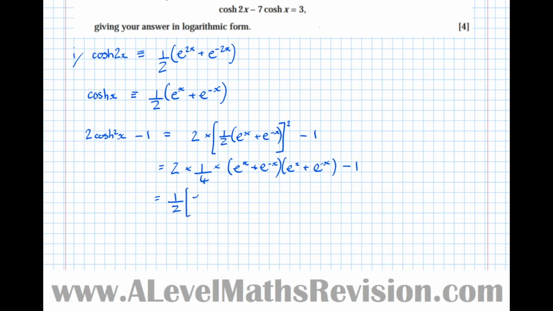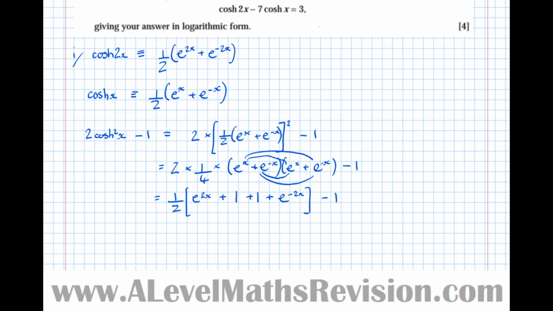Expanding the brackets now, we get e to the 2x from that. E to the x times e to the minus x is e to the 0, plus 1. Then this one here, plus another 1. Then this one here, plus e to the minus 2x. Take 1. And now just tidying this up, we get equals a half of e to the 2x plus 2 plus e to the minus 2x.